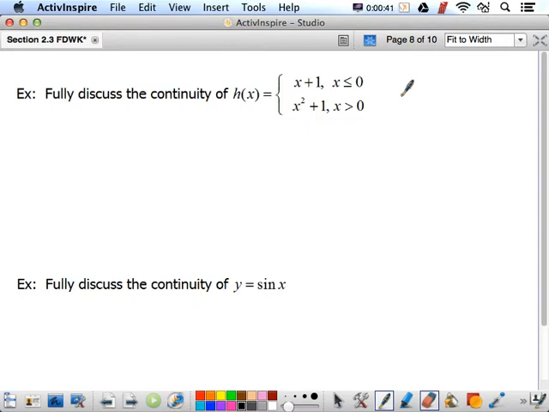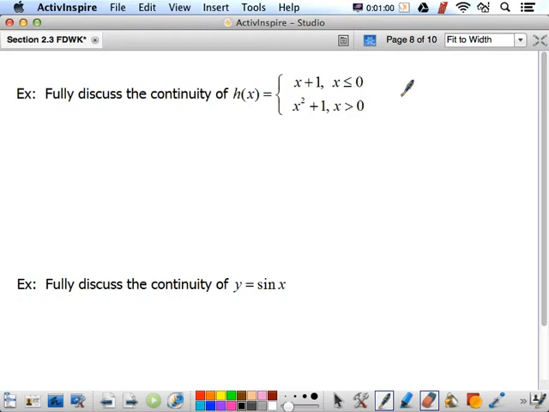If I were just looking at the parabola y equals x squared plus 1, we've been graphing those since Algebra 1. We know we could graph that as an upward parabola without ever picking up our pencil. So the only place that could possibly cause a disturbance to our continuity is what number? 0, because that's your breaking number.